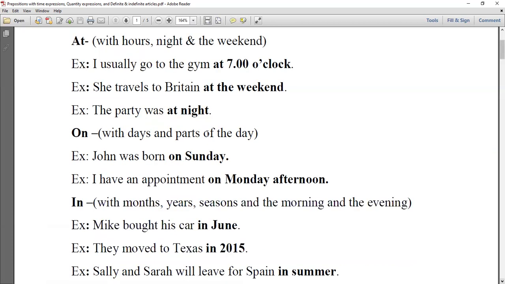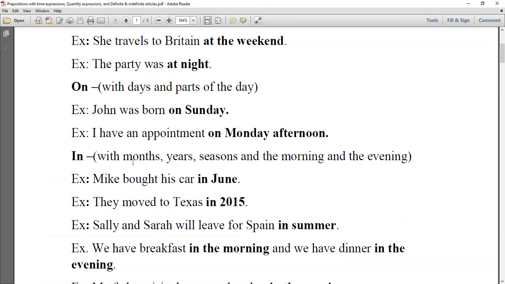Also, we use "in" with months, years, seasons, and the morning and the evening. Mike bought his car in June. This is the month. They moved to Texas in 2015. This is a year. Sally and Sarah will leave for Spain in summer. This is a season. We have breakfast in the morning and we have dinner in the evening.